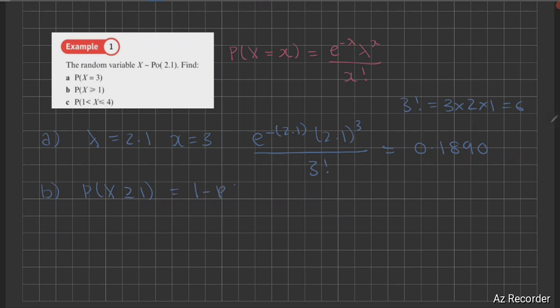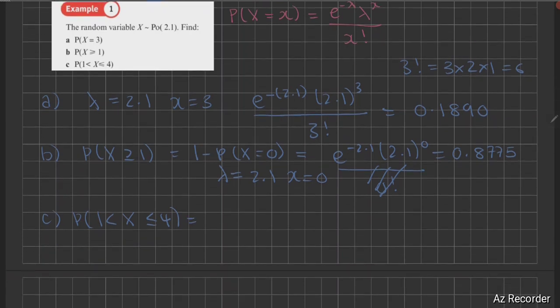And for part B, the probability that x is greater or equal to 1, this is equal to 1 minus the probability that x is equal to 0. And this is simply, if we define our variables, lambda is equal to 2.1, x is equal to 0, e to the minus 2.1, 2.1 to the 0. We don't do 0 factorial, we'd get an error on our calculator. So we do not do this. We should get an answer of 0.8775.